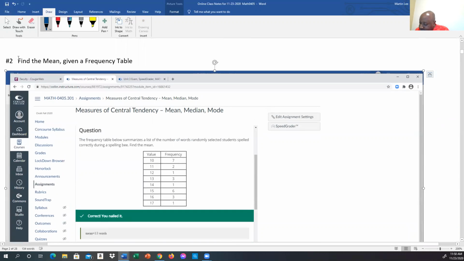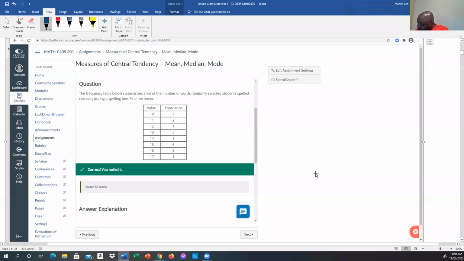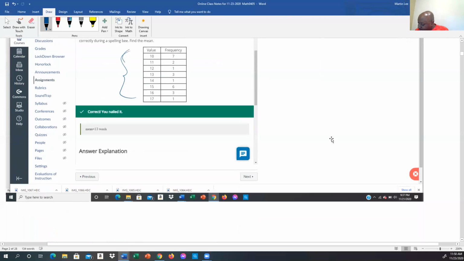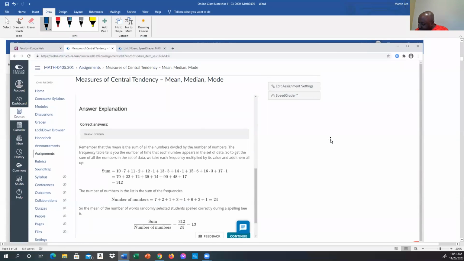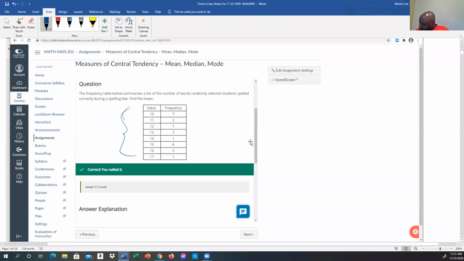Okay, so for number 2, we want to find the mean given a frequency table. So here is the frequency table, and I did include the answer explanation here. But what we want to do is multiply.